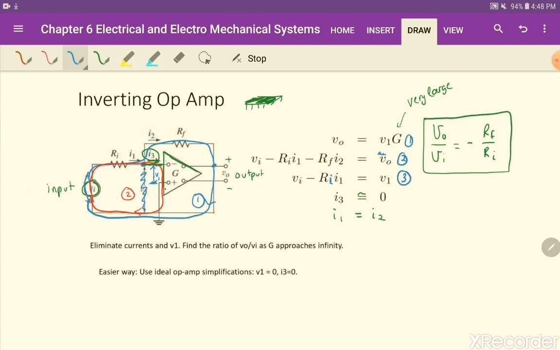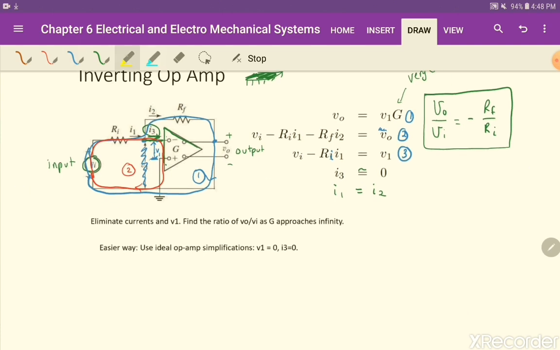Now we have to do some algebra. What's your goal? Your goal is to express V out in terms of V in, or find that ratio. V out can be found here and here, and V in can be found here and here. So what do you have to get rid of? You have to eliminate the current I, and I can just use I because I1 is equal to I2. So eliminate I, and you have to eliminate V1 from the three equations that you see.